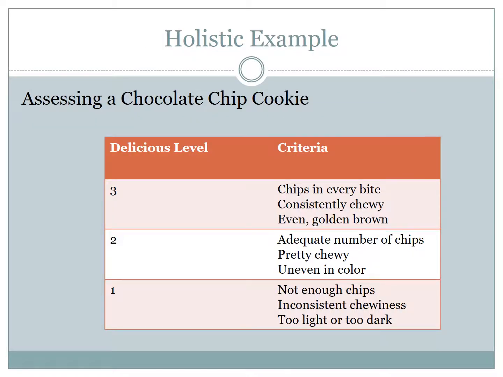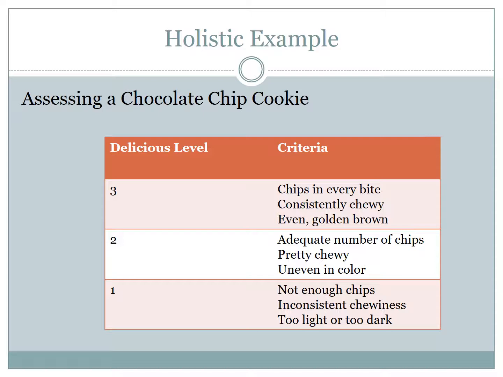Here's an example of a holistic rubric assessing a chocolate chip cookie. You could have 3 delicious levels, and for the best, level 3, you could have 3 criteria. You could say there are chips in every bite, it's consistently chewy, and even golden brown. Those are the criteria I came up with, but you might have different ones. But again, the point is a holistic unit groups all the criteria together and gives them a level.